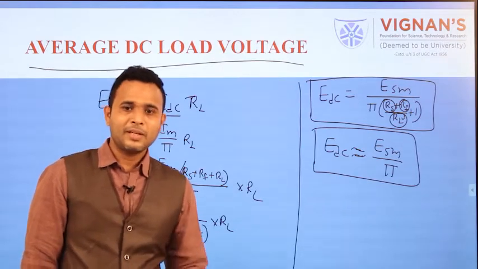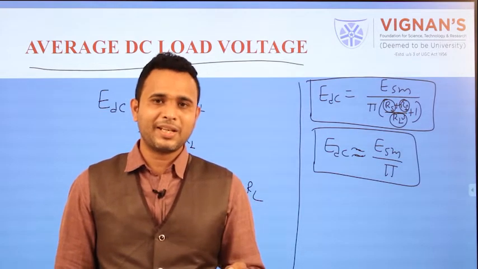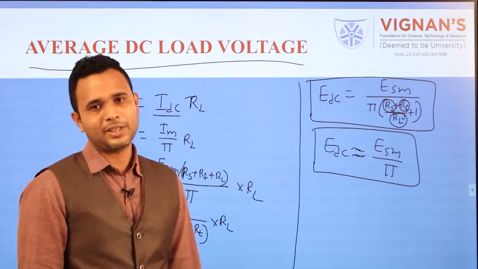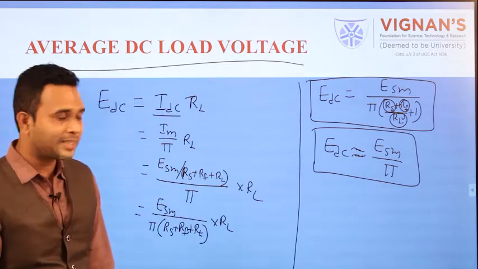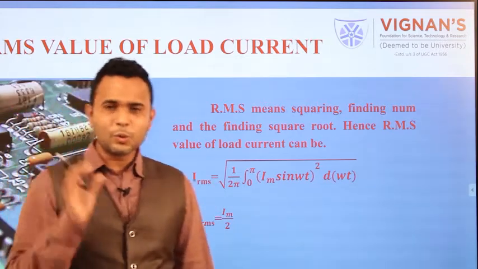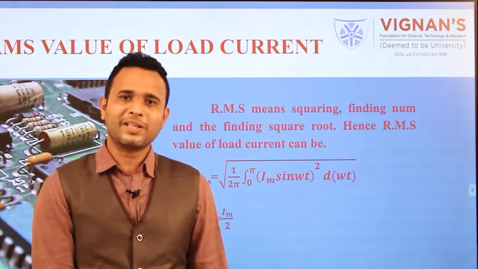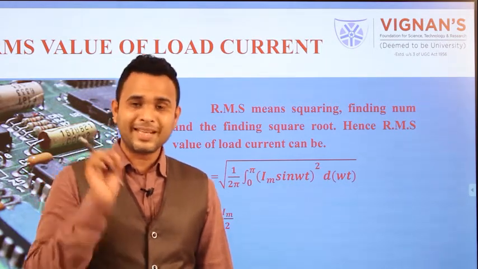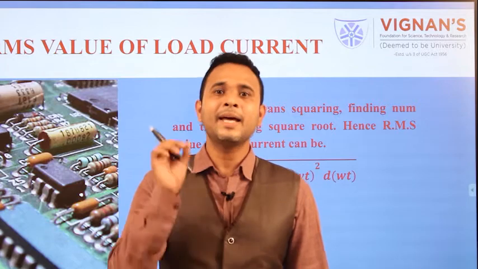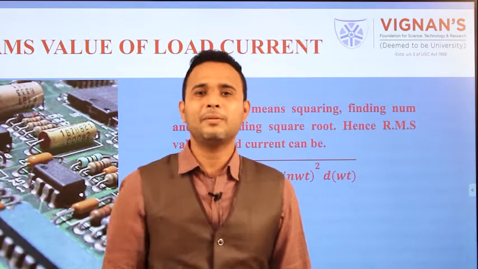So till now we have derived two expressions: one is the average DC current and the second is the average DC load voltage. Right? With the help of these first two expressions we can solve the further expressions. The main thing is to know how to solve IDC and EDC; these two are very important.